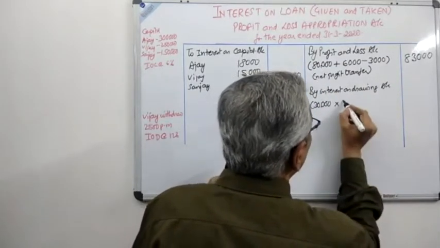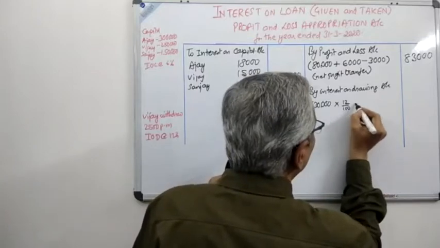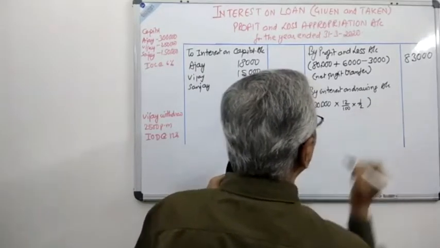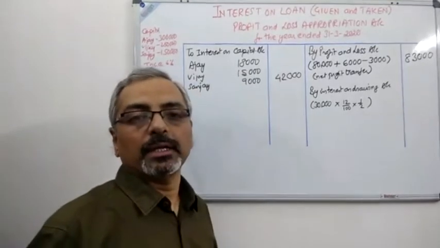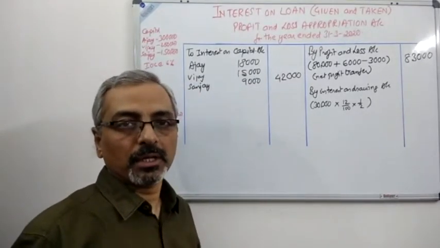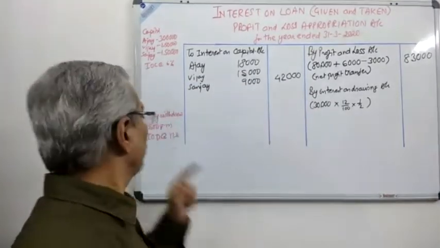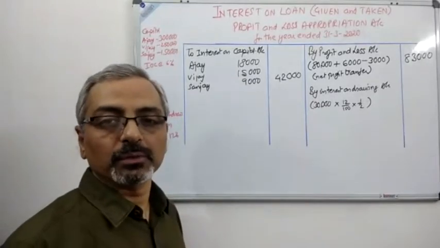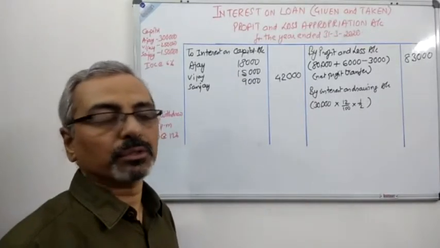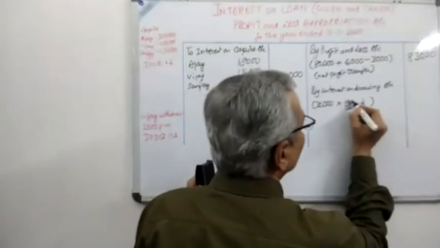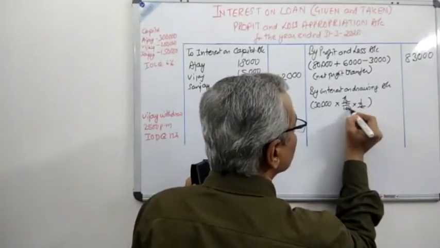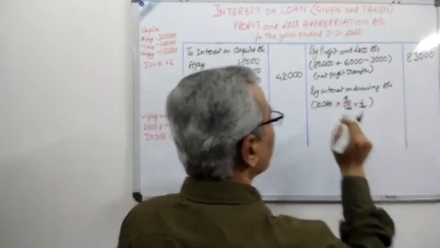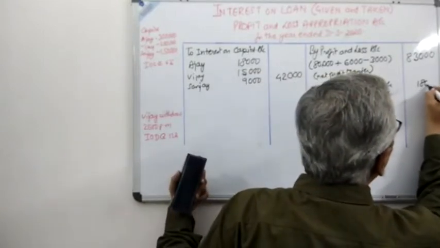30,000 into 12 by 100 into 1 by 2. Why 1 by 2? Because the date of drawing is not mentioned. And how 30,000? Because 2,500 per month, 2,500 into 12 gives you 30,000. So what have I done over here? Cancel this and got a 6 and cancel these two. So 300 into 6 is 1,800.